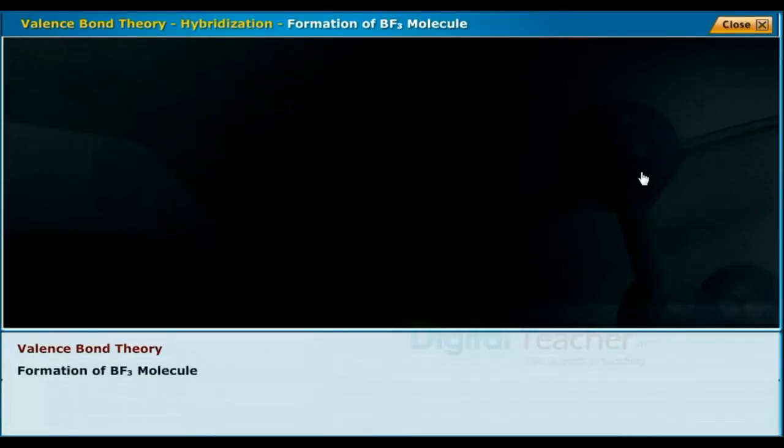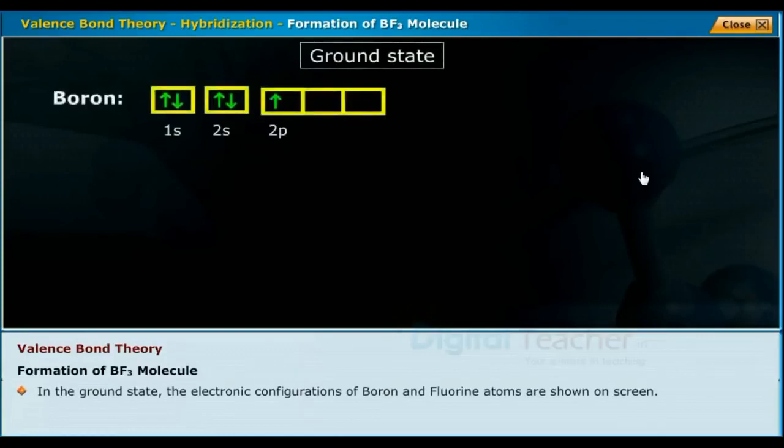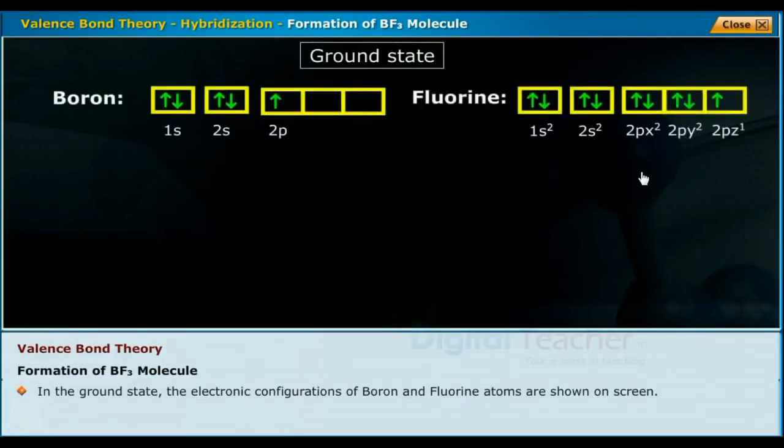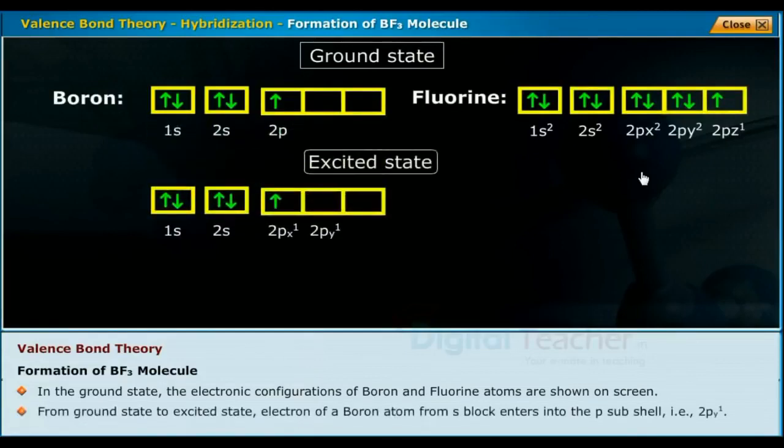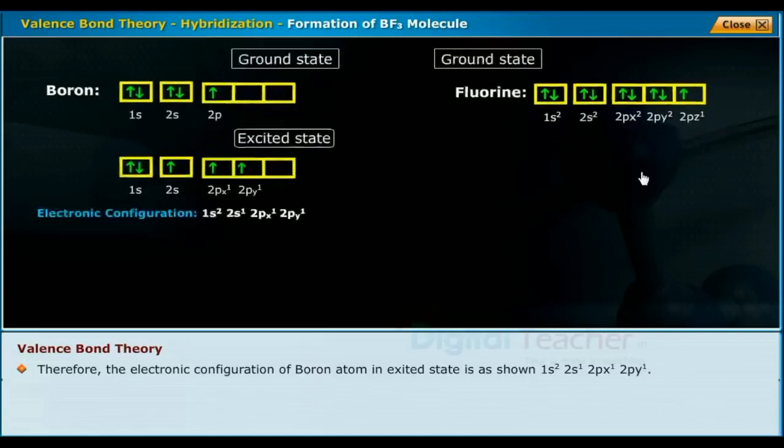Formation of boron trifluoride molecule. In the ground state, the electronic configurations of boron and fluorine atoms are shown on screen. From ground state to excited state, an electron of a boron atom from the s orbital enters into the p subshell, that is 2py1. Therefore, the electronic configuration of boron atom in the excited state is as shown on screen.